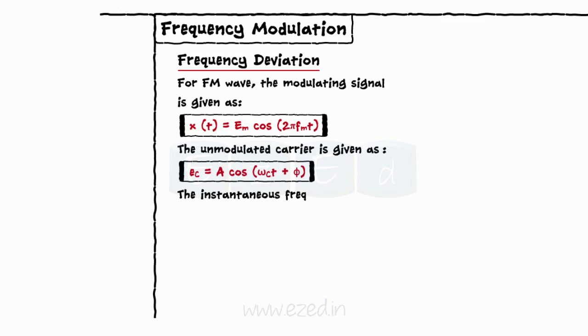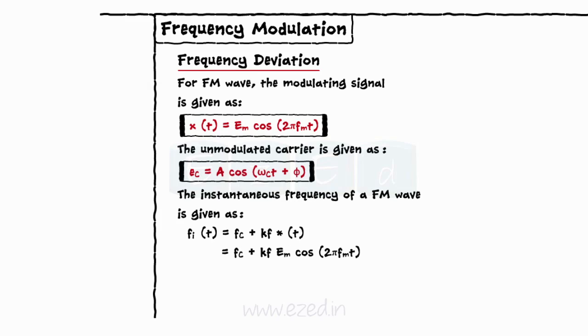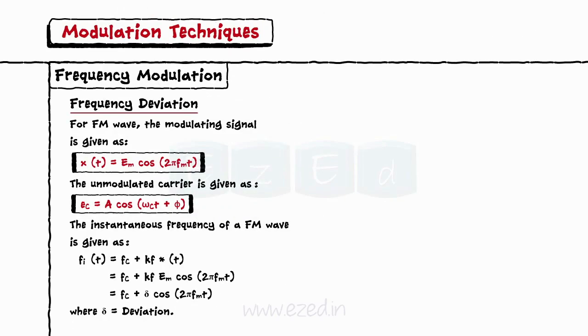The instantaneous frequency of an FM wave is given as fi(t) = fc + Kf x(t). Substituting the value of x(t), we get the equation fi(t) = fc + delta cos(2π fm t), where delta is the deviation. Minimum frequency of the modulated wave is given as f min = fc − delta, and maximum frequency is given as f max = fc + delta.